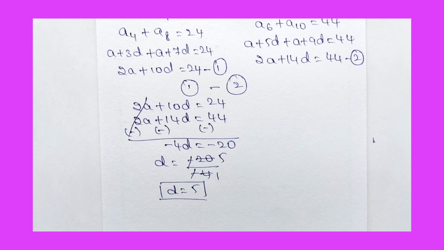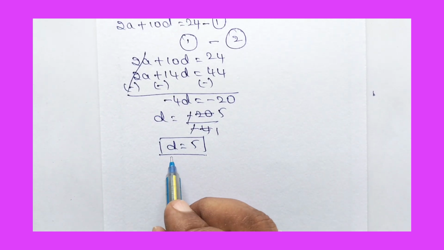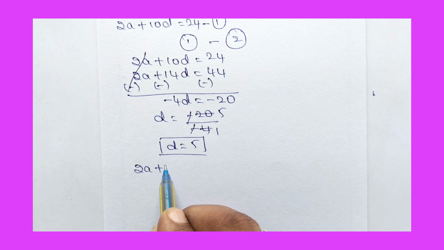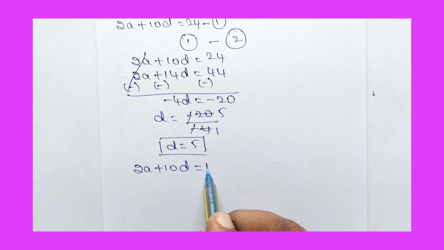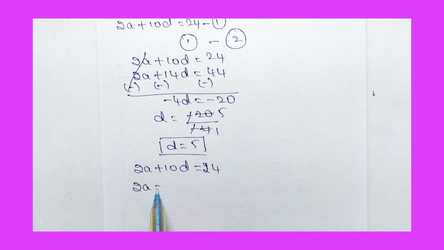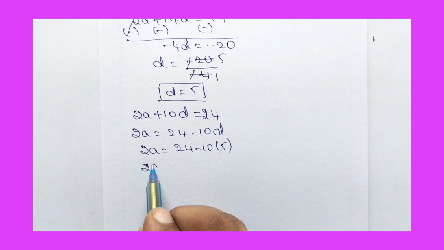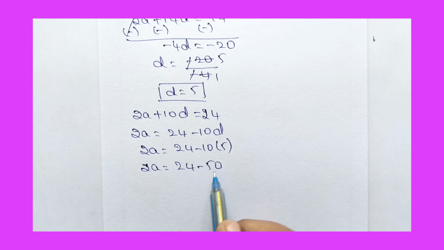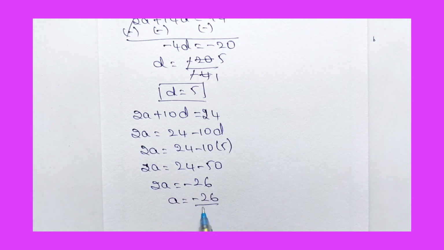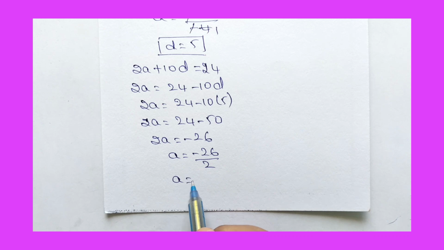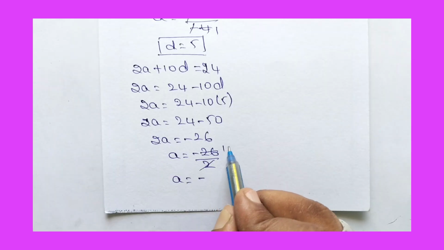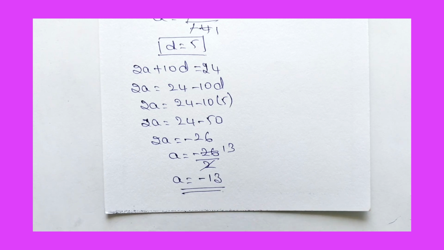After getting the value of d, find the value of a by substituting the value of d in either equation 1 or equation 2. So 2a plus 10d is equal to 24. So 2a is equal to 24 minus 10d. So 2a is equal to 24 minus 10 into d andre 5. So 2a is equal to 24 minus 50. So 2a is equal to minus 26. a is equal to minus 26 by 2. So a is equal to minus 13.